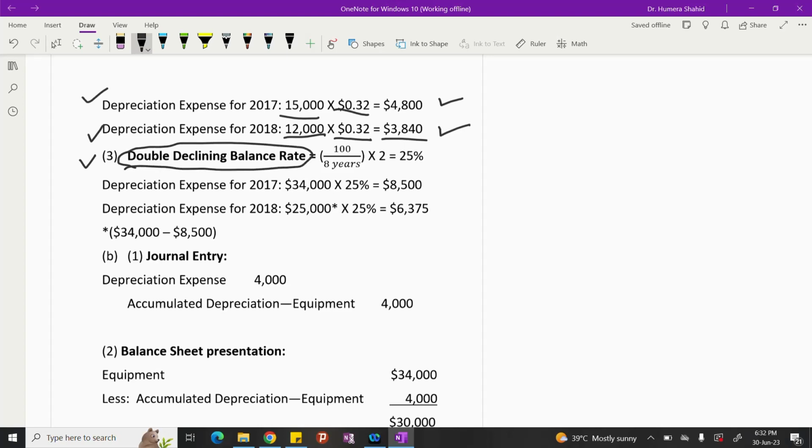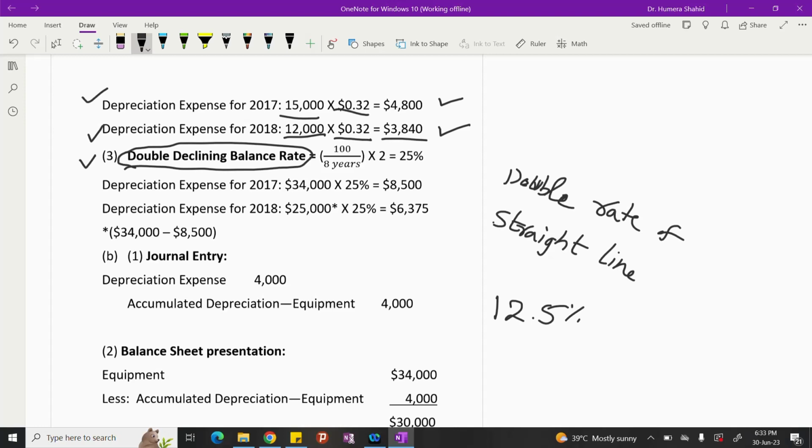Lastly, the third method which they want us to use, that is the double declining balance method. Double declining balance method is known as double because it doubles the rate of straight line. And it uses it. So just a few minutes back, we calculated the straight line rate of 12.5%. Double it, multiplied by 2. So 25% is the rate we will be using for double declining balance method.